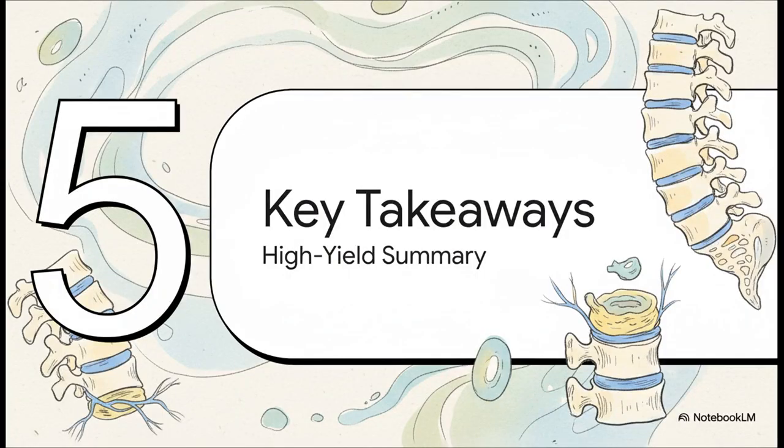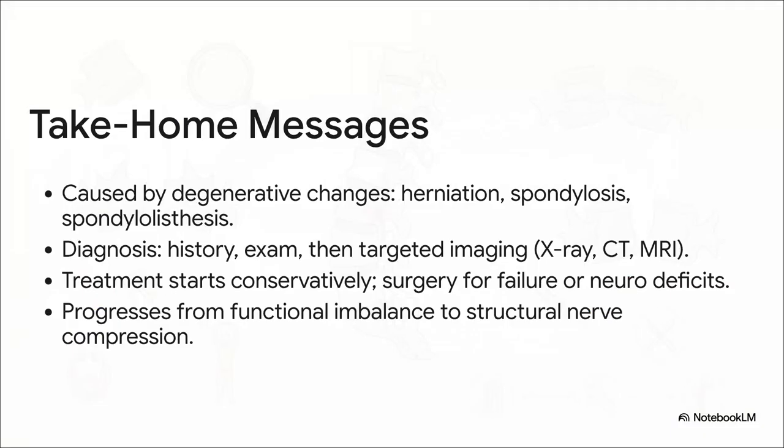Okay, that was a lot. So let's boil it all down to the high-yield summary. These are the points you absolutely have to know for your exams and for the wards. All right, here are your take-homes. Number 1, this is all rooted in degenerative changes. Remember our big 3, herniation, spondylosis, and spondylolisthesis. Number 2, diagnosis is a 3-step process. History, exam, then imaging. Don't jump the gun.